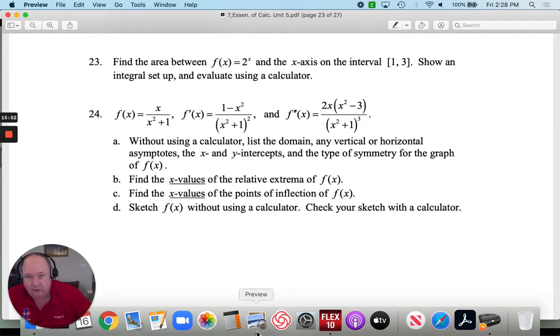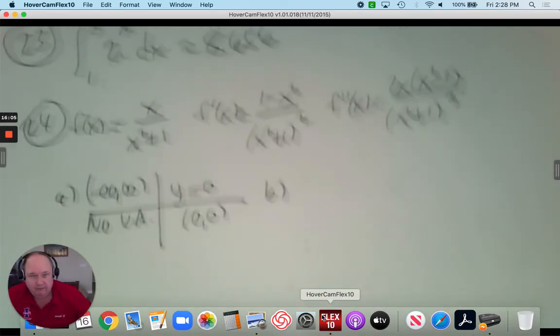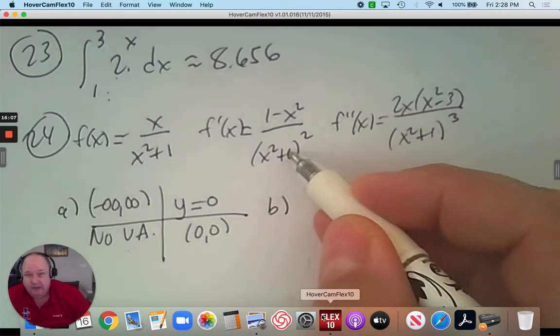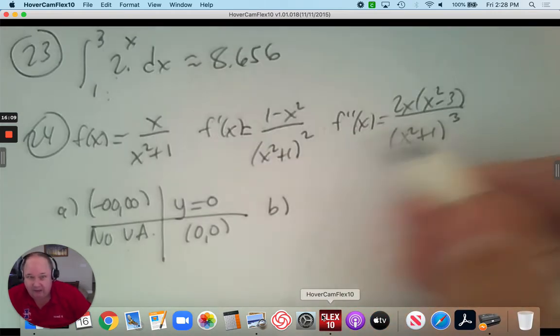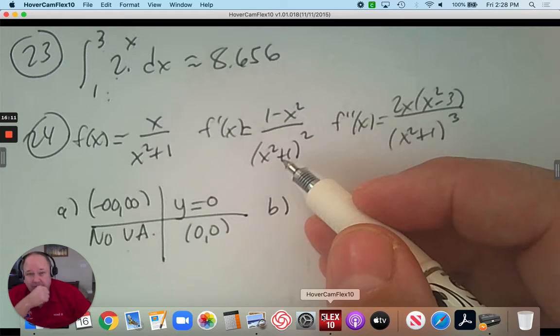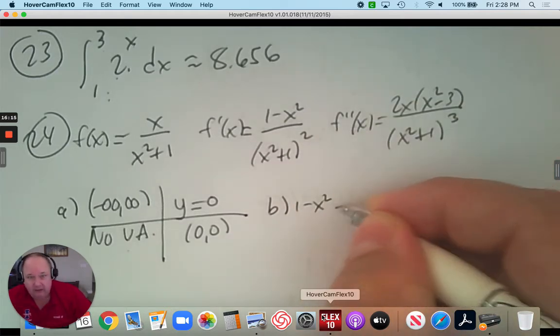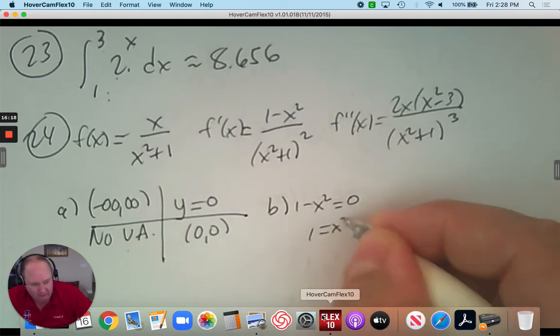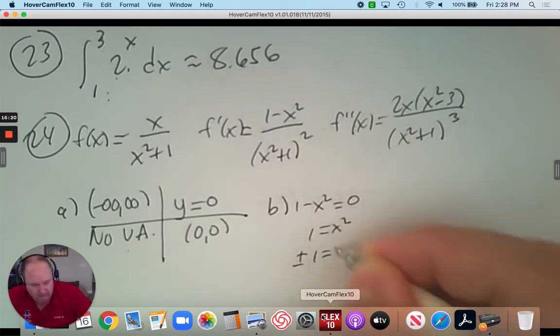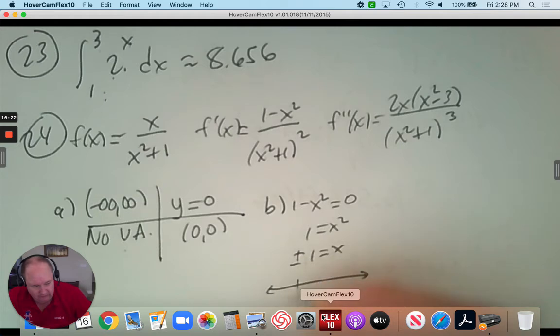Part B. Find the extrema, just the x values, and the x values of the point of inflection, and then see if you can sketch it. So if I want to find the relative extrema and the point of inflection, look here. There's nothing that makes it undefined because the denominator will always be positive. So the numerator, take 1 minus x squared equal to 0, add x squared, square root it, and we have two values that we're looking at, positive and negative 1.